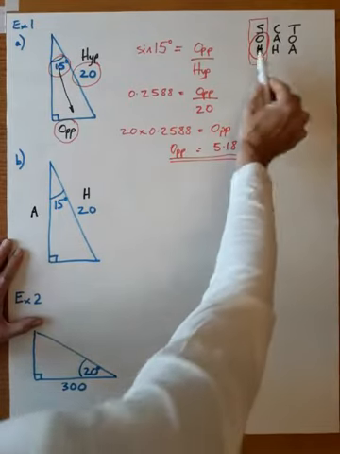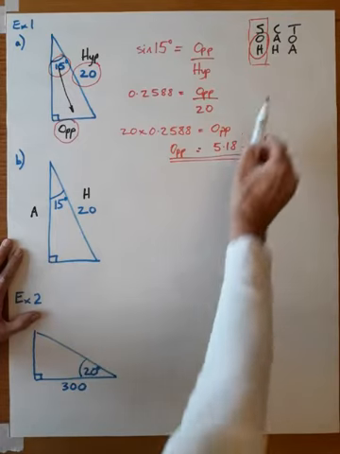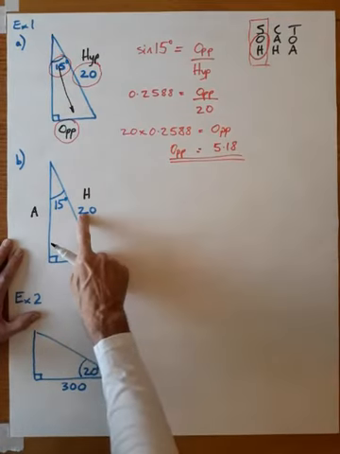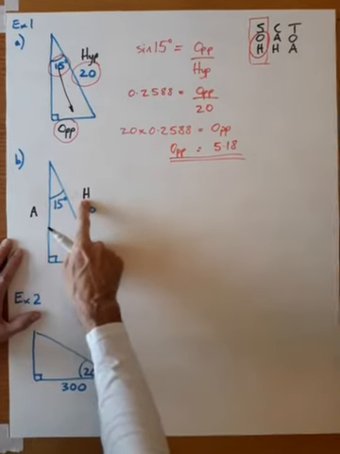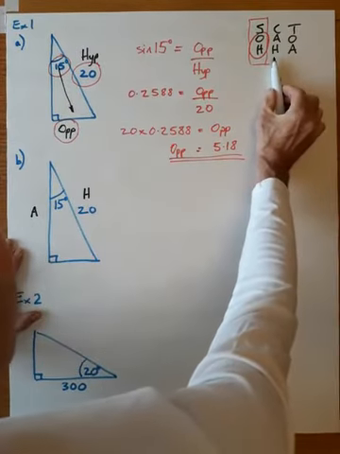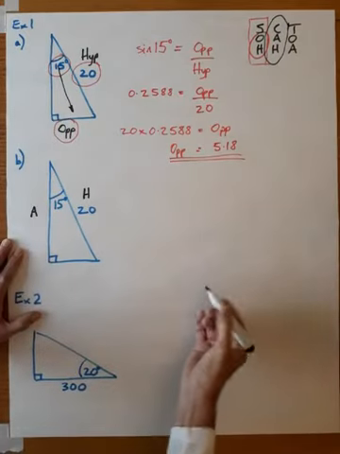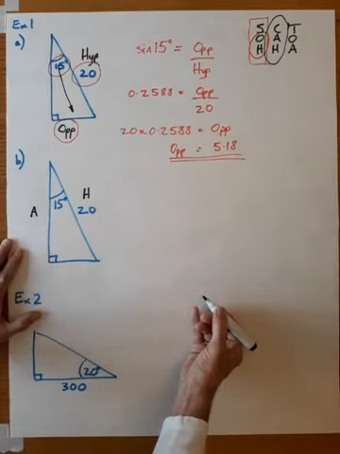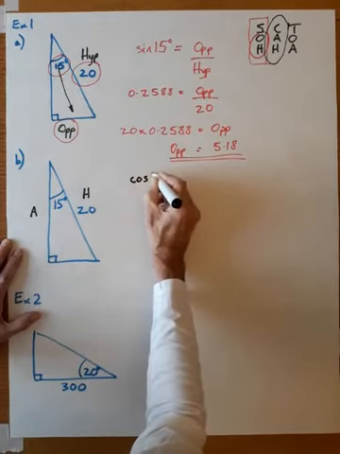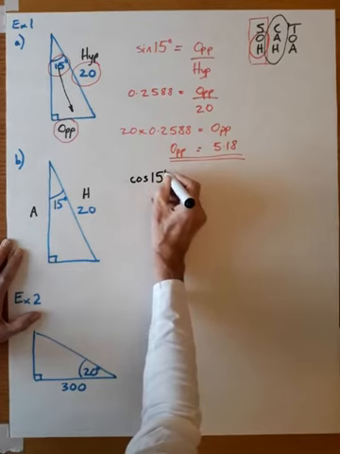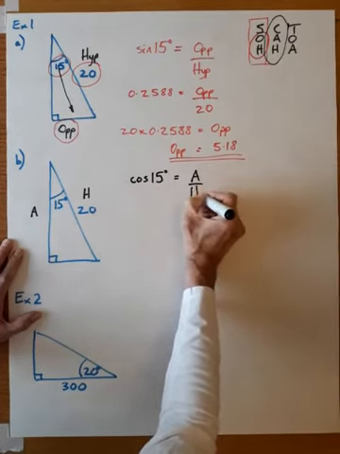So use our memory aid that we've got at the top, and we want the formula that links what you know with what you want to find. So it's A and H. And if you look at this, cosine is A over H. And we will write cosine of the angle is adjacent over hypotenuse.